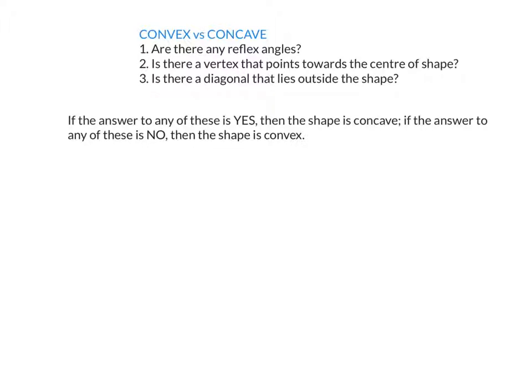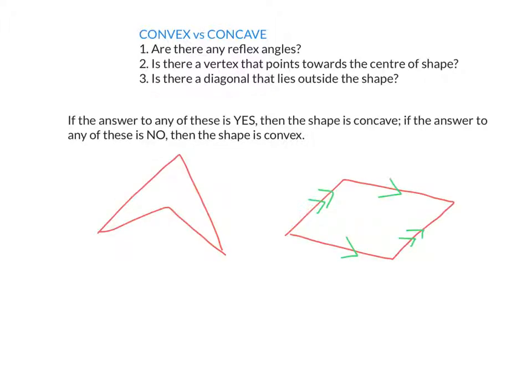So let's look at examples. We have two quadrilaterals here. The first one is concave and the second convex. So let's go through the questions. For the first one, are there any reflex angles? Well, yes. Concave shapes have a reflex angle like this. This angle is more than 180 degrees, making it reflex. Convex shapes do not have any reflex angles.